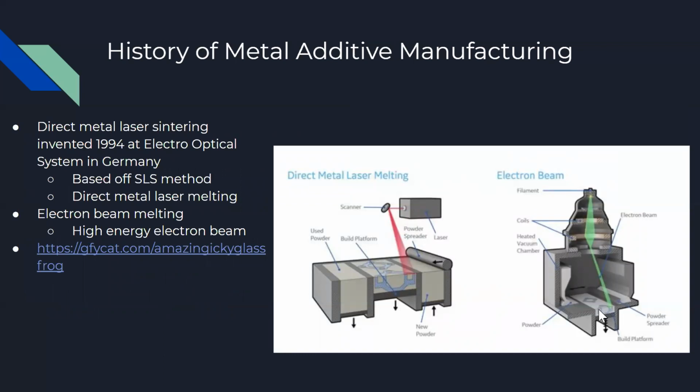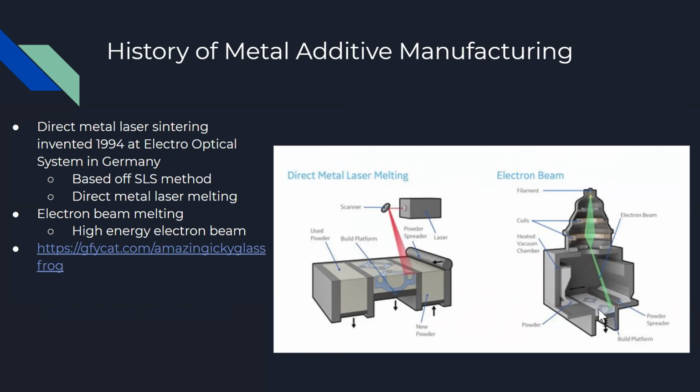Application of the previous methods of additive manufacturing towards metals culminated in the direct metal laser sintering process, which was invented in 1994 at Electro-Optical Systems in Germany. This method is very similar to selective laser sintering, as you can imagine. However, it relies on much stronger lasers and a bed of powdered metal rather than powdered polymers.